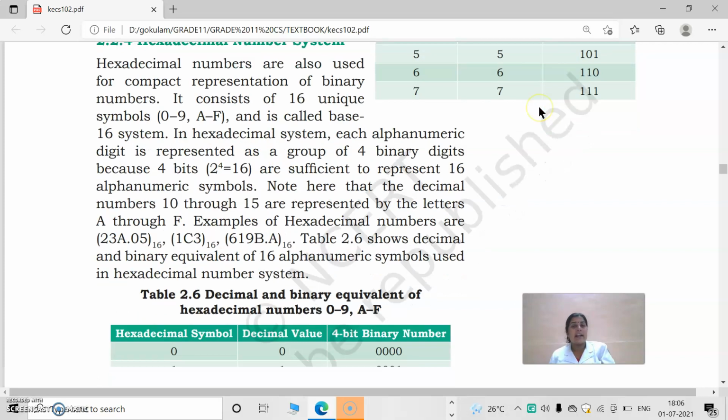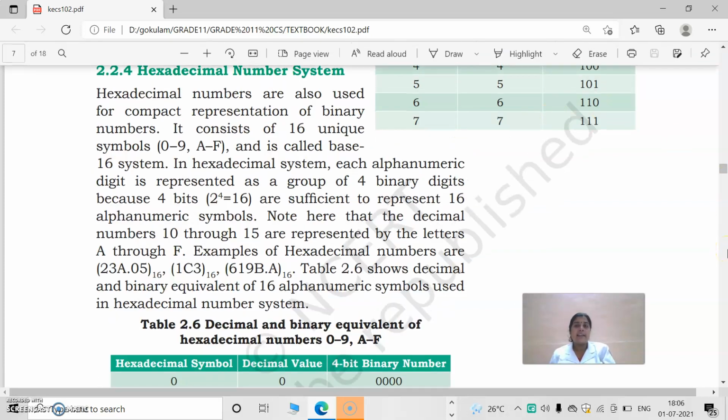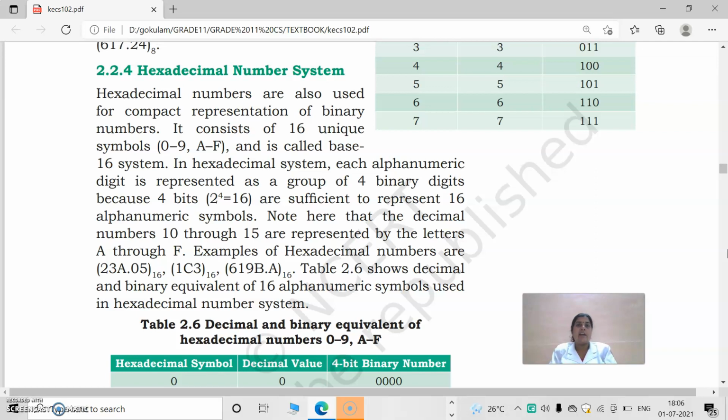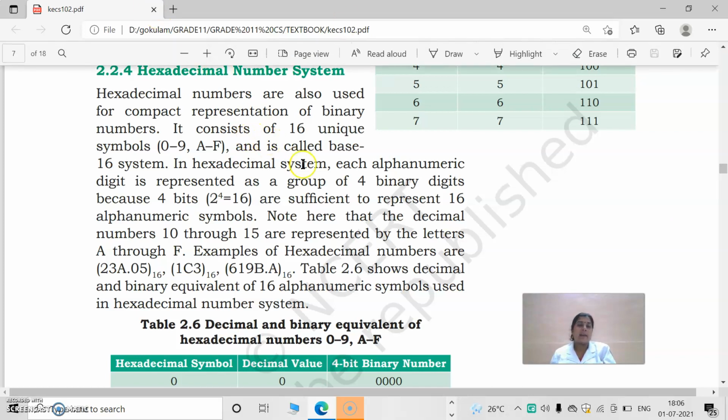Next is the hexadecimal number system. It contains 16 unique symbols or 16 digits. That means from 0 to 9, then 10 numbers will be there. And then for 10 we will take A, 11 B, 12 C, 13 D, 14 E and 15 F. So there are 16 numbers represented by using the hexadecimal system, and it is known as the base 16 system.